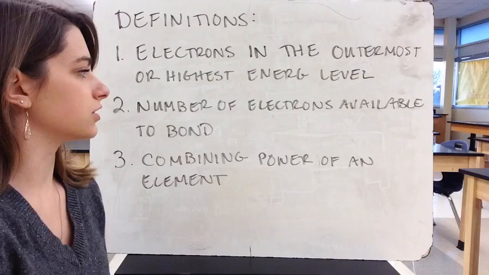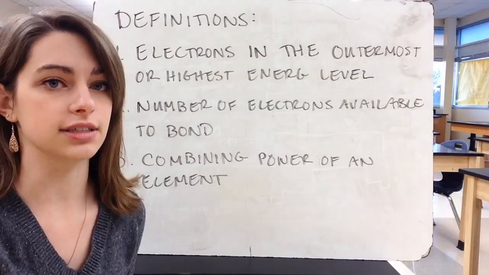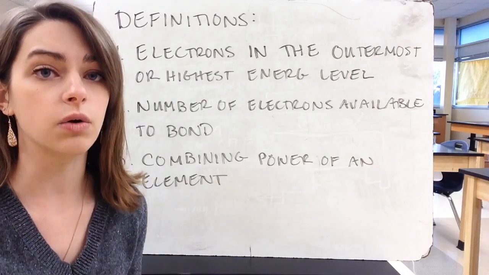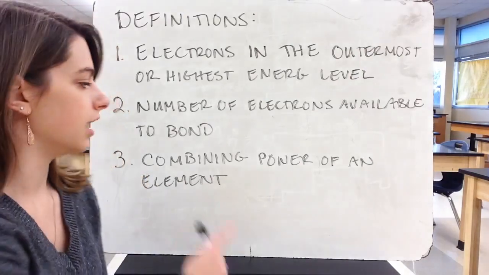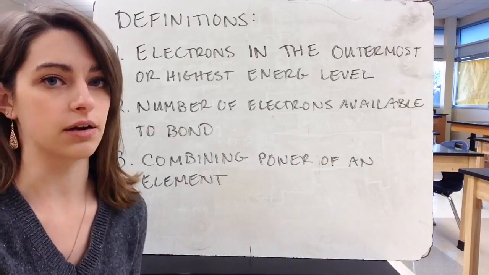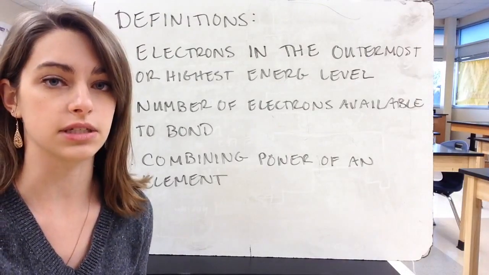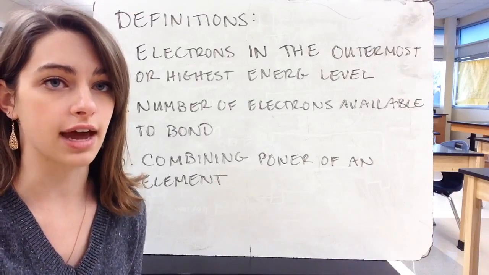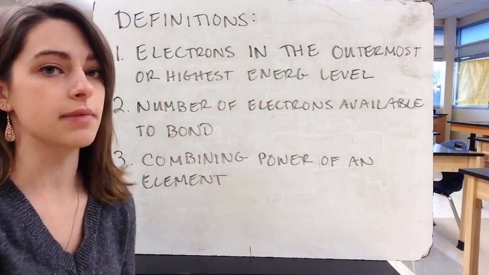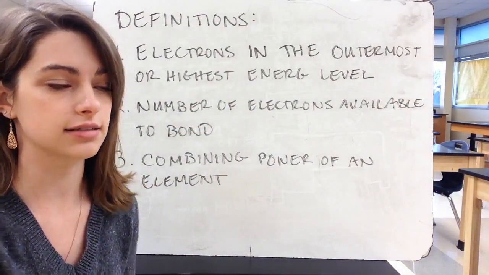The number of valence electrons also determines the number of electrons available to bond, or how easily an element is going to bond or react with something else. And that also refers to the combining power of an element. So we're going to look at how elements start to combine together, how they start to bond with each other. And all of that is influenced by how many valence electrons an element has.